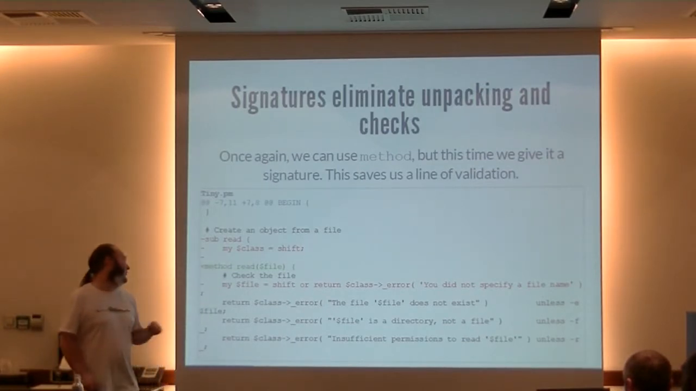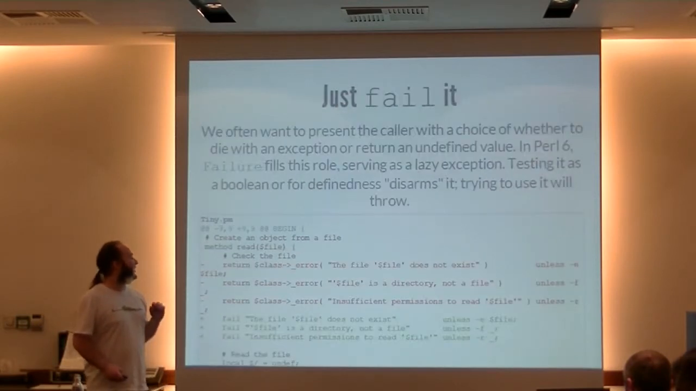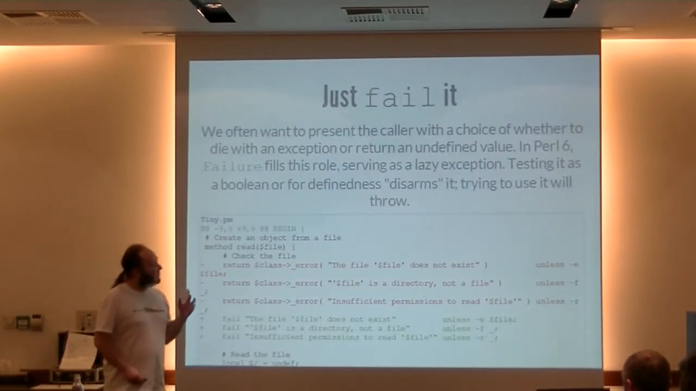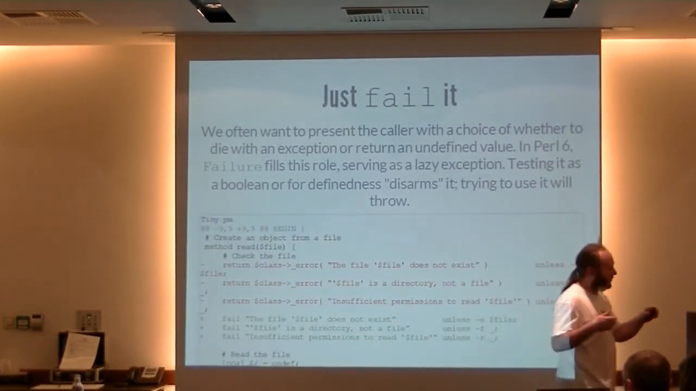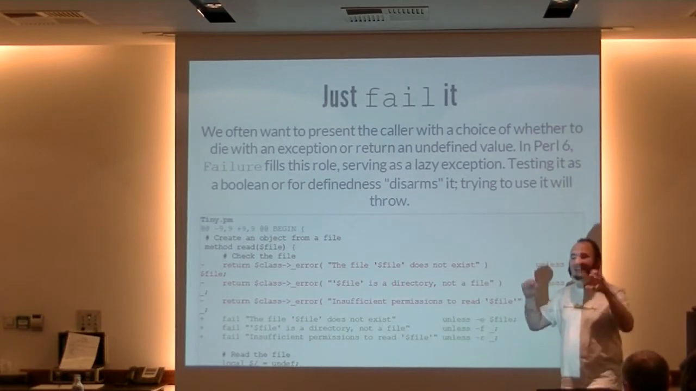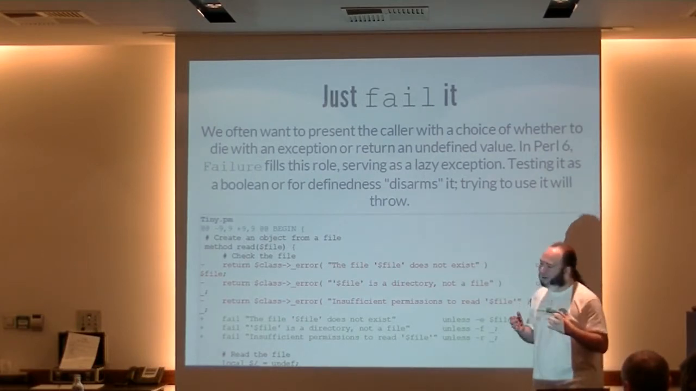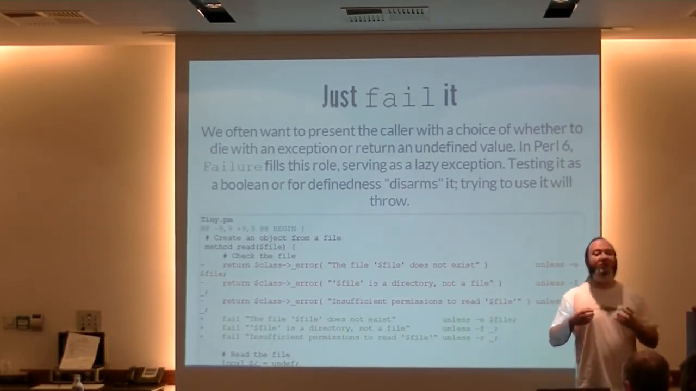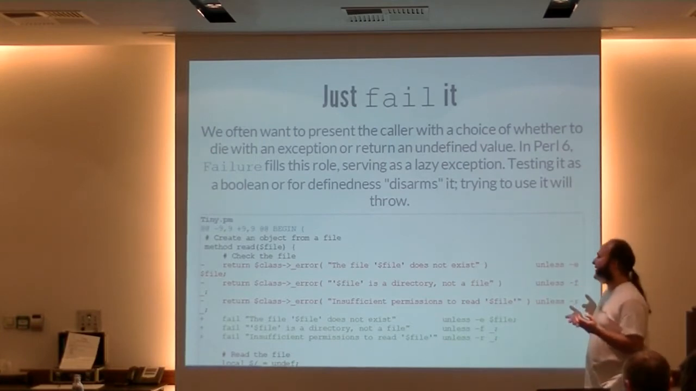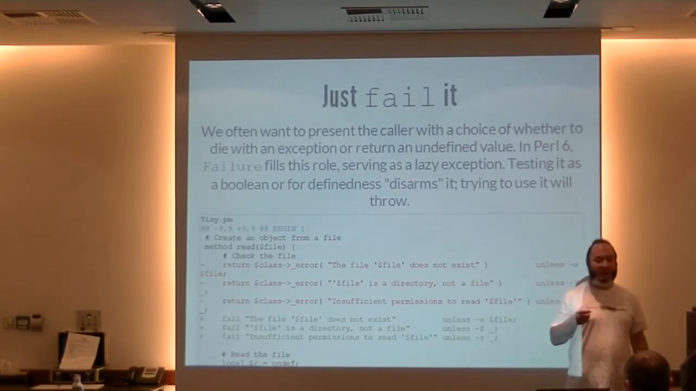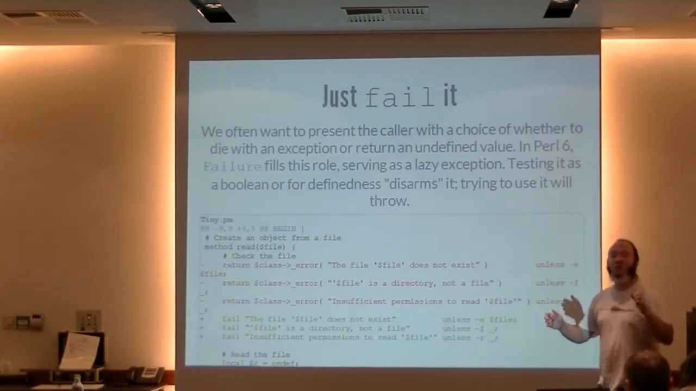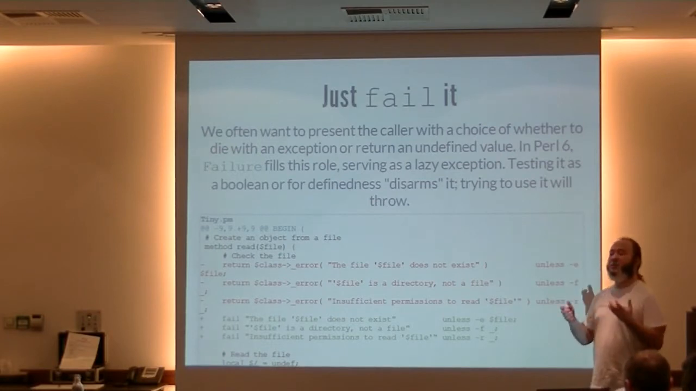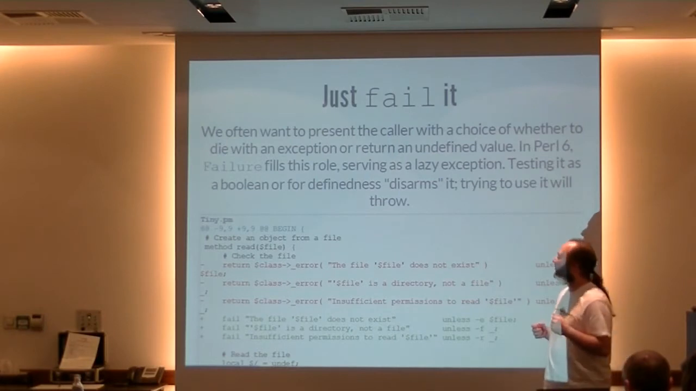Okay, so that's a small cleanup. What about all of this file checking? Well, this is where things get a little bit interesting, because in Perl 6 we actually have a notion of a lazy exception. Let me explain this a little bit. There are generally two kinds of ways that APIs work in regard to errors. You typically get ones that, if anything goes wrong, they die, they explode, you have to catch the exception if you want to handle it, and it's very loud. You absolutely know an exception happened.